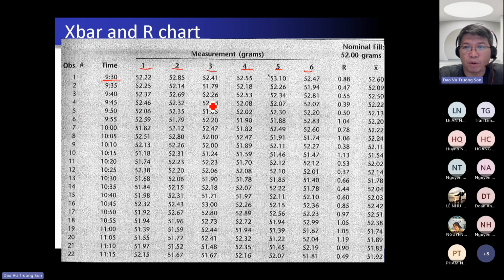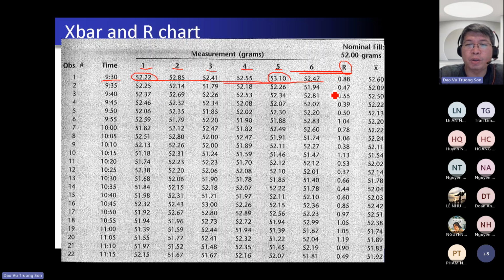The first one I will help you with. So this is the first subgroup of measurements. You need to find the R, the range. So what is range? The difference between the maximum and the minimum. What is the maximum in the first subgroup? The maximum is 53.1, okay? And the minimum is 52.22.